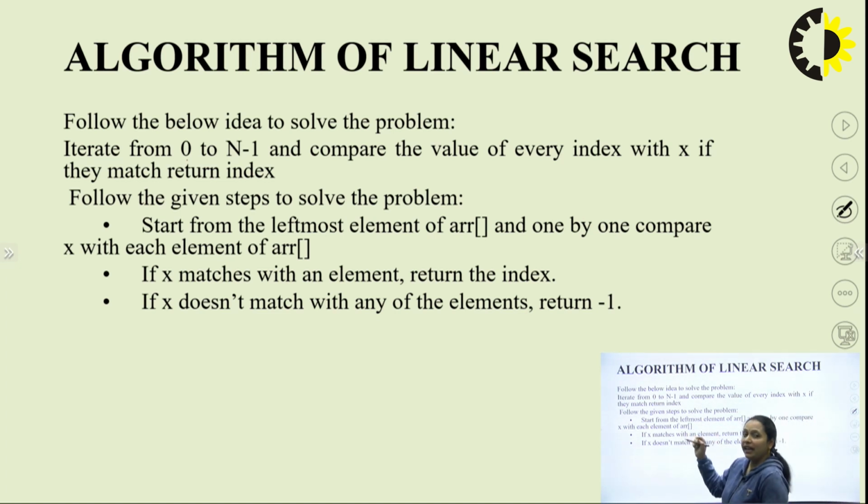We have to compare each and every element of the array. Starting from the leftmost element of the array, we compare x with each element one by one. If x matches with an element, return the index value. But if it does not match, then return -1, or you can say the search is unsuccessful.